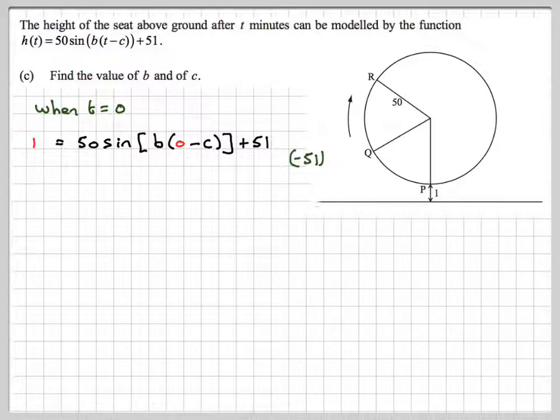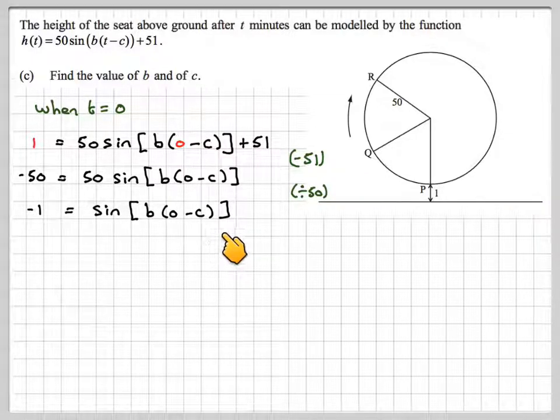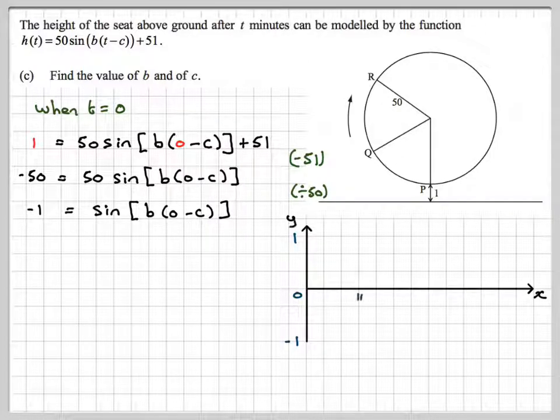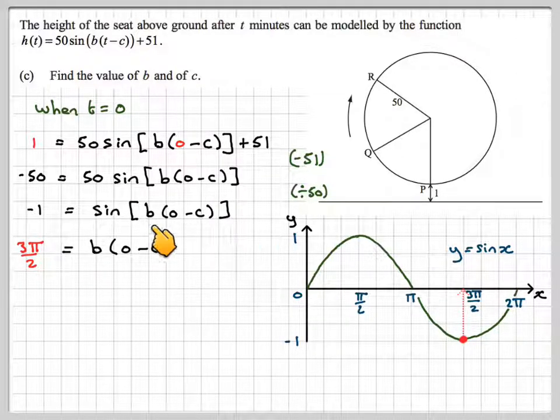If we take 51 from both sides, then we're going to get minus 50 on this side. On this side we just get 50 sine b 0 minus c, and then divide by 50. We're going to get minus 1 is equal to sine of b 0 minus c. Now if we look at the graph of sine, and you should always be able to sketch a graph of sine, this is just a standard graph of sine. It is minus 1 at 3 pi by 2. So that means that 3 pi by 2 must be equal to this angle here. All of this must be 3 pi by 2 in order to make this minus 1.